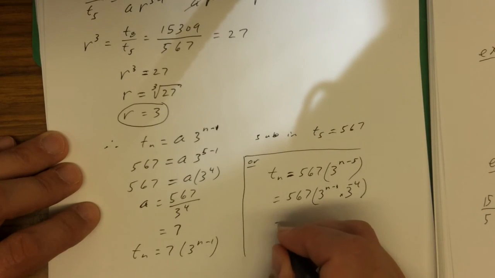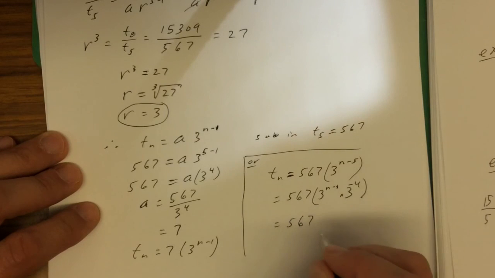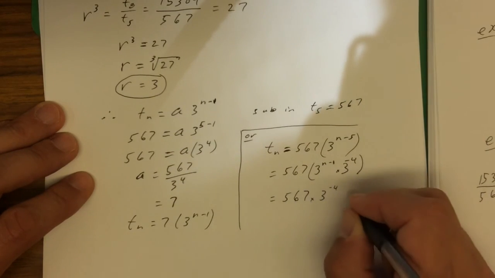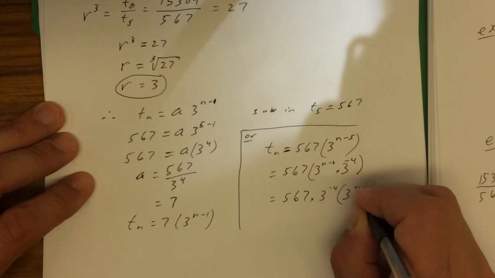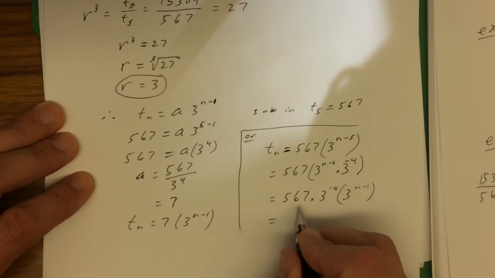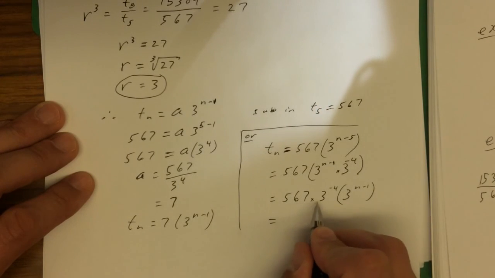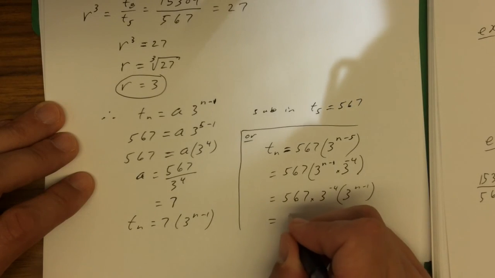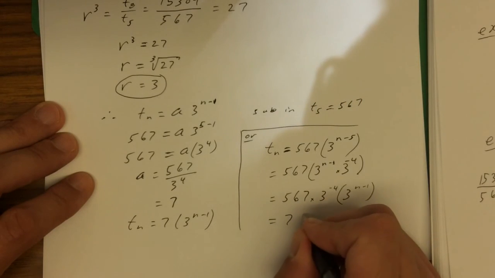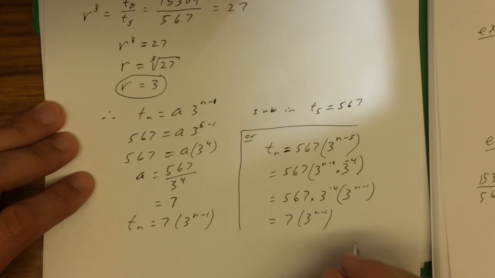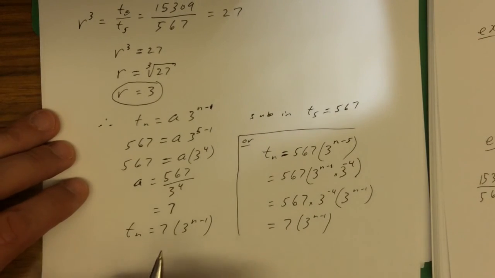And then you'd write 567 times 3 to the negative 4 times 3 to the n minus 1 if you want to get the same formula. And when you work that out, 567 times 3 to the negative 4 ends up being 7. 7 times 3 to the n minus 1 gets you the same answer. And that's it for geometric sequence.